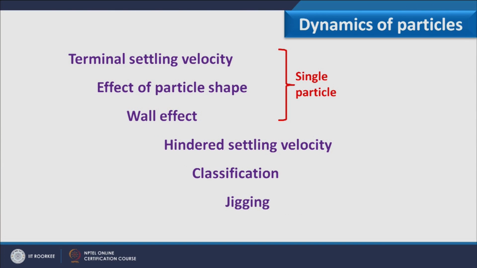Now, if we consider the top 3 topics, that is terminal settling velocity, effect of particle shape and wall effect, all of these correspond to a single particle, whereas the next 3 topics correspond to a mixture of particles, when we have a suspension or a slurry. So, let us start with the first topic, that is terminal settling velocity.